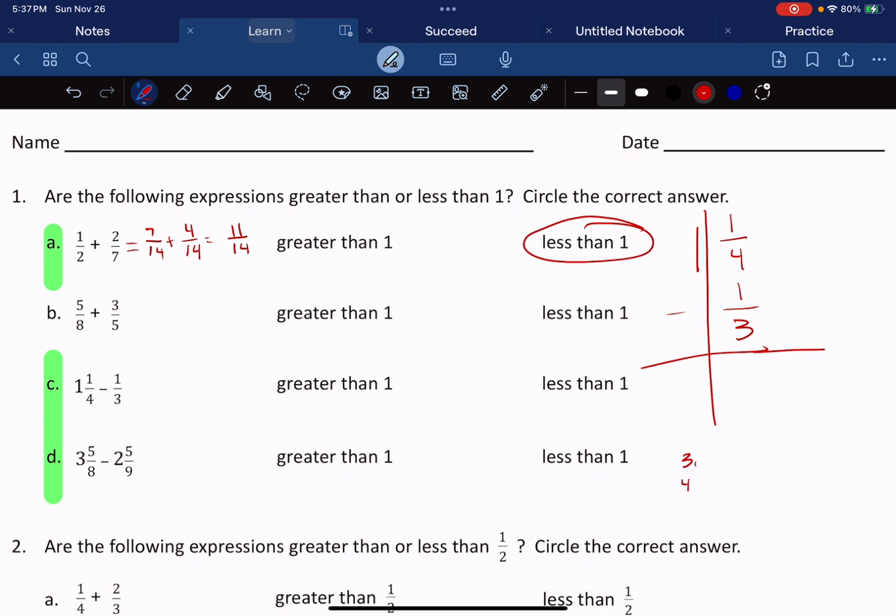and I get 3, 6, 9, 12, and I get 4, 8, 12. So the common denominator should be 12. For 3, it took me 4 times to get there. So whatever I do to the bottom, I do to the top. When I multiply this, I get 4 out of 12.